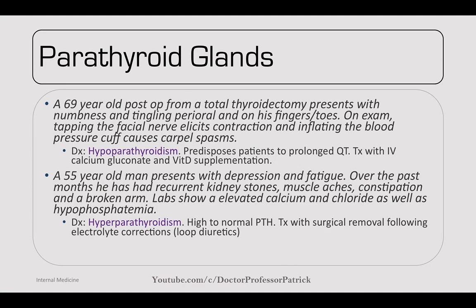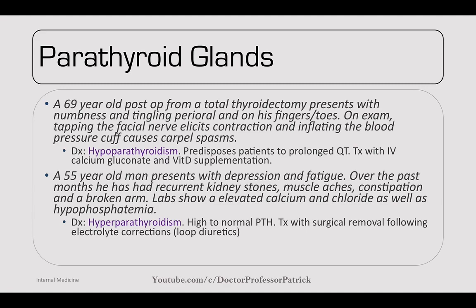Moving over to the parathyroid glands, we've got a 69-year-old post-op from a total thyroidectomy who presents with numbness and tingling in the perioral area, fingers, and toes. Upon tapping of the facial nerve, there's contraction, and when you inflate the blood pressure cuff, there are carpal spasms. So the diagnosis here is hypoparathyroidism. It predisposes patients to prolonged QT because of the hypocalcemia. And then you want to treat with IV calcium gluconate and vitamin D supplementation.